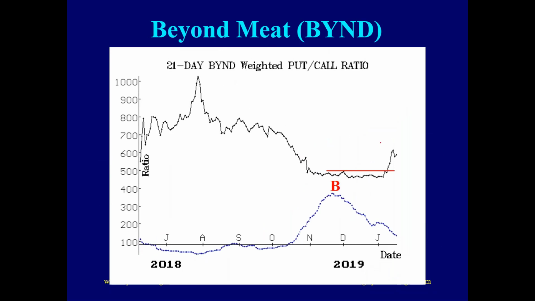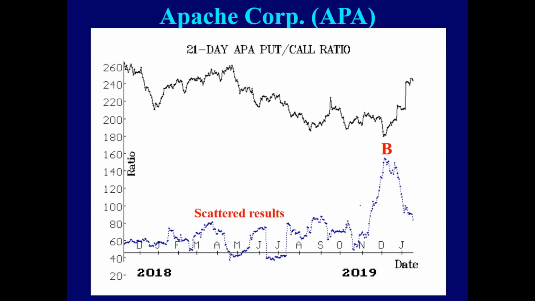Here's Beyond Me. Now this one's sort of interesting. It gave a local maximum here, buy signal, but there was obvious resistance on the chart there, so we waited for it to break out. In fact, waited so long that I actually removed the signal from our newsletter, but it did eventually break out. So you had a combination there of a technical analysis breakout and a put call ratio buy signal. Sometimes just out of the blue, you'll get an extreme ratio. This is Apache oil. You can see that the stock was not doing well, but there wasn't much going on in the put call ratio.